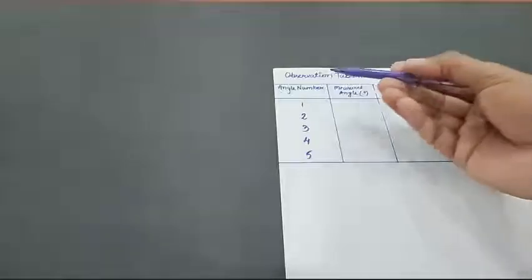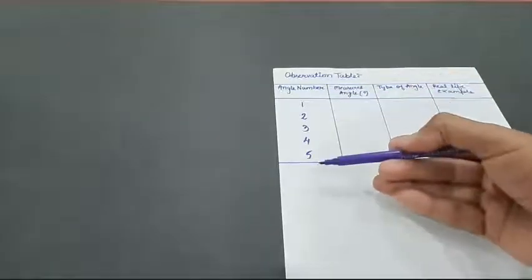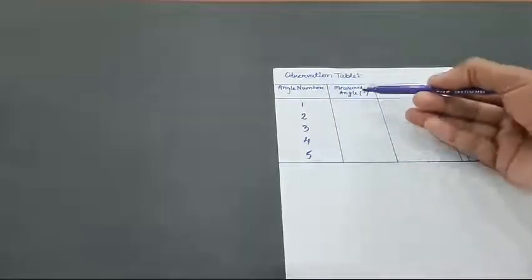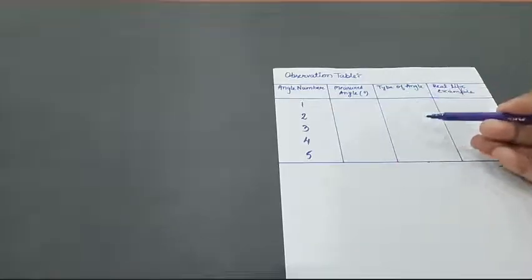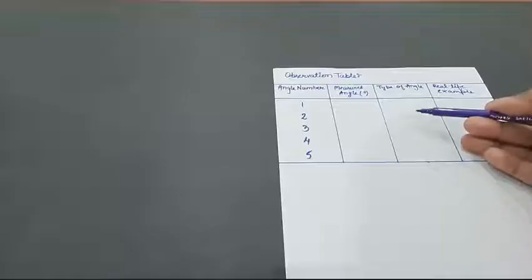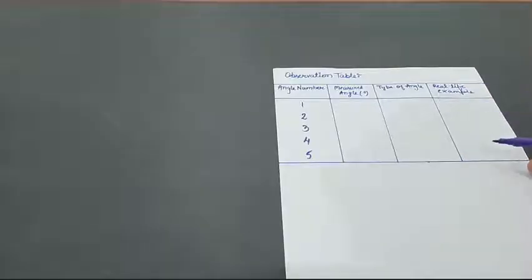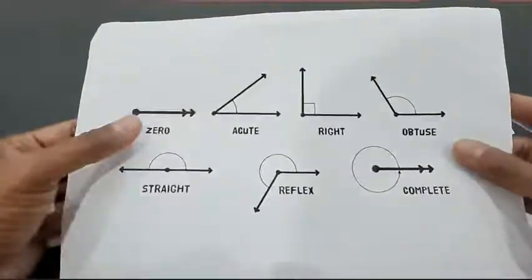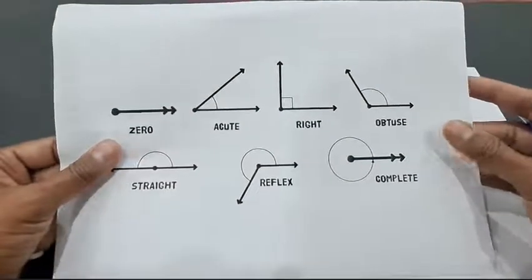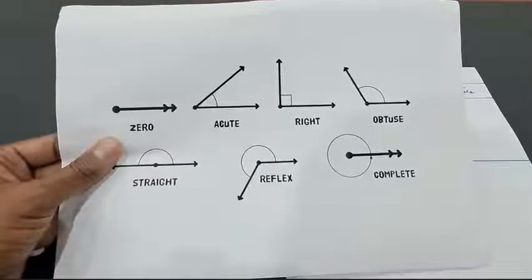So in this activity on types of angles, you can see the observation table. We have some angles, 5 angles here. We have to measure those angles and label them as a particular type of angle. And we need to give at least one real life example which we see all around us related to that particular angle. Now for this activity, first of all, we should know what are the various types of angles. For this, you have to draw all these types of angles in the practical notebook.